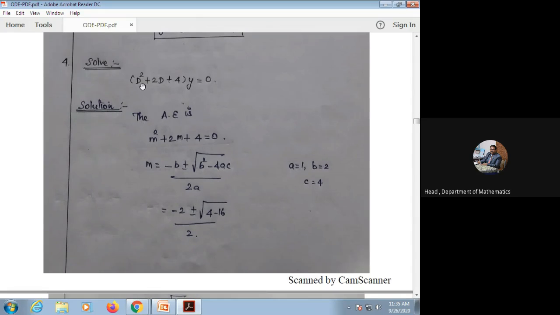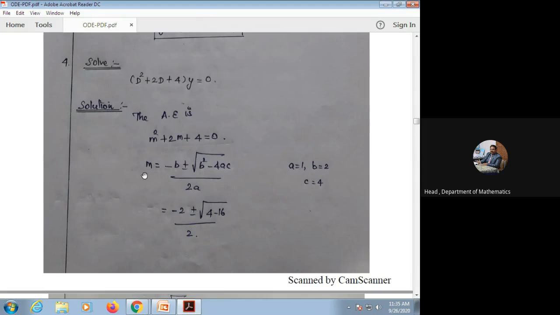How to solve this equation? First, we have to write the auxiliary equation, that is by replacing D by m. So m squared plus 2m plus 4 equal to 0. Here we can't get the roots directly.